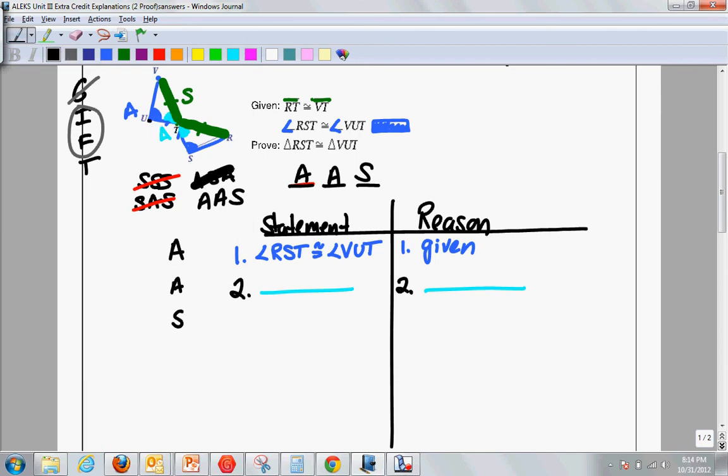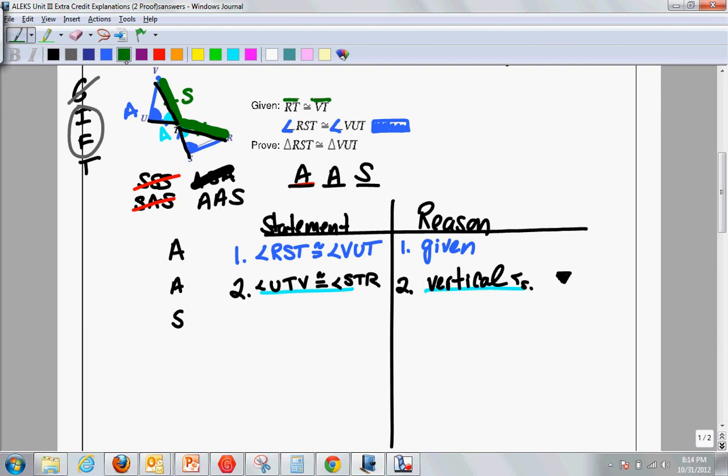So we can use UTV, that's short, middle, long. You must use the angle symbol. Is congruent to angle, short, middle, long, STR. And the reason there, you want to use the scroll button, and the reason there is vertical, or definition of vertical angles.